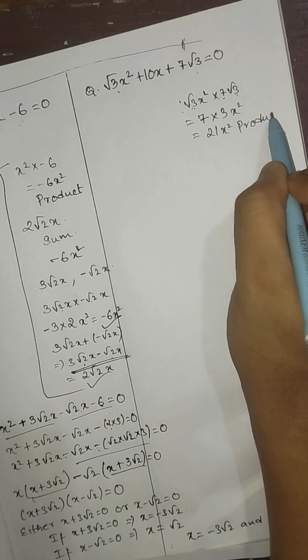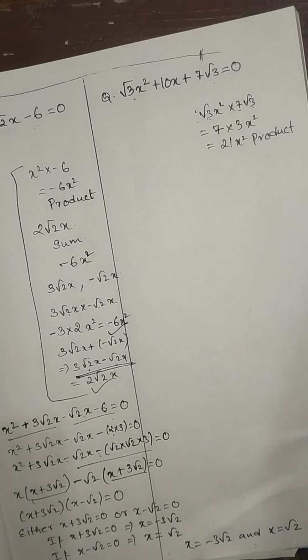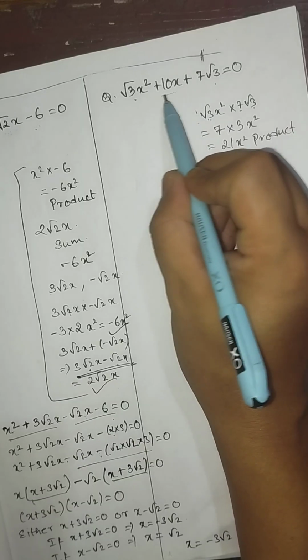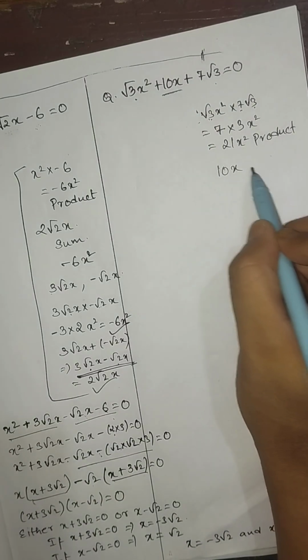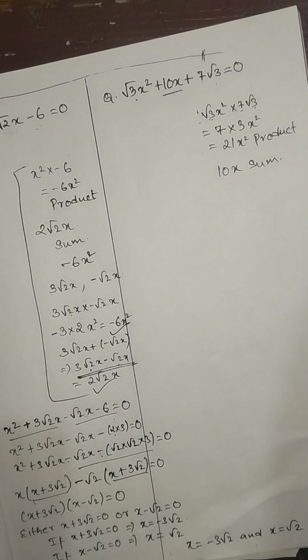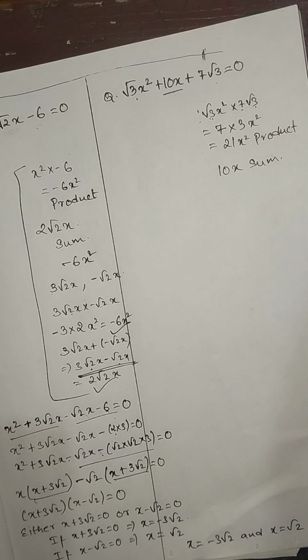Okay, understood? What product did we get? 21x square. Okay. Next, we are going to look for the middle term. That is the middle term, that is our sum, that is 10x. Okay? 10x is our sum. Alright. Now we have to find two such numbers such that the product is 21x square and the sum is 10x.